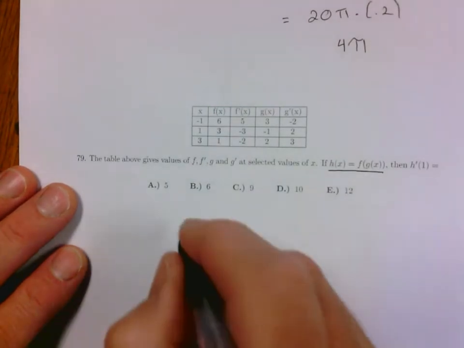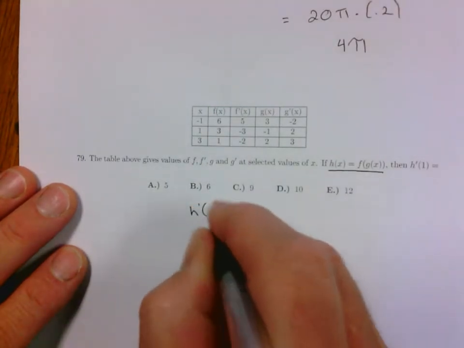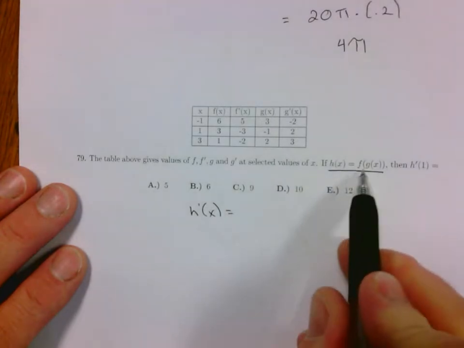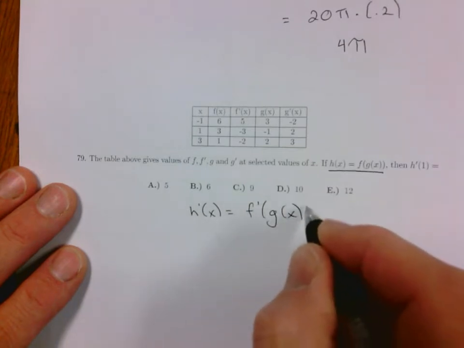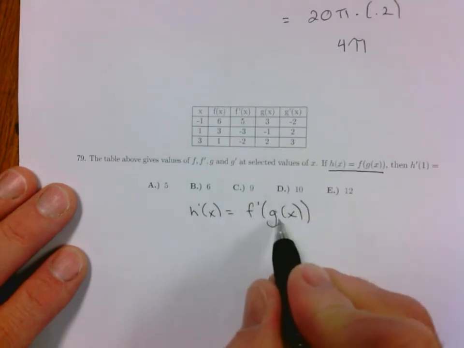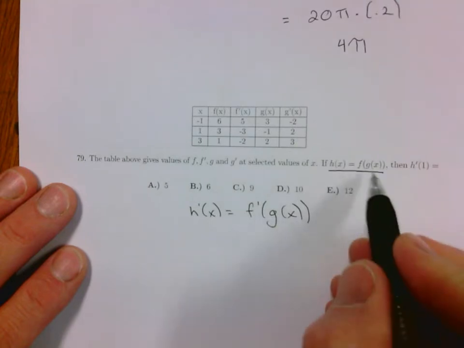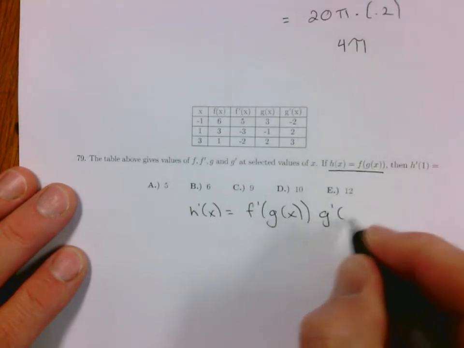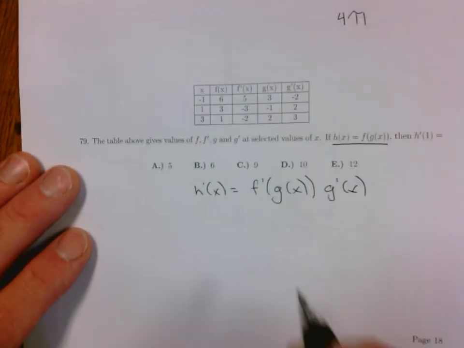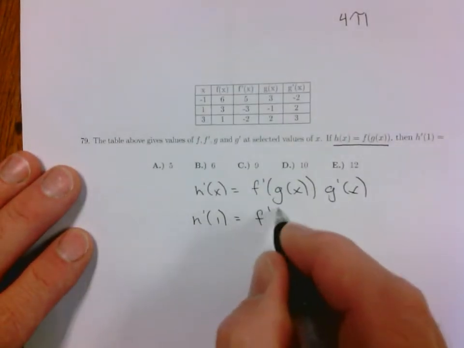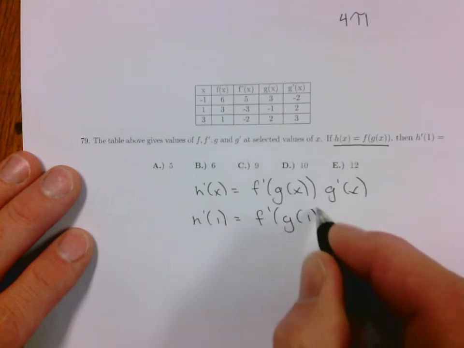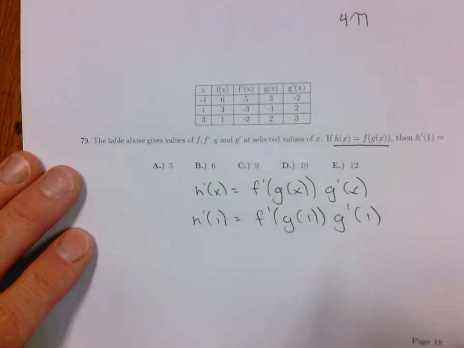Well, the first thing I need to do is figure out what h prime of x is equal to. So I take the derivative of this. I take the derivative of the outer, the g of x stays the argument inside, but by the chain rule, I need to multiply by the derivative of g of x, which is g prime of x. Okay, now I just evaluate this. So h prime of 1 is equal to f prime of g of 1 times g prime of 1.